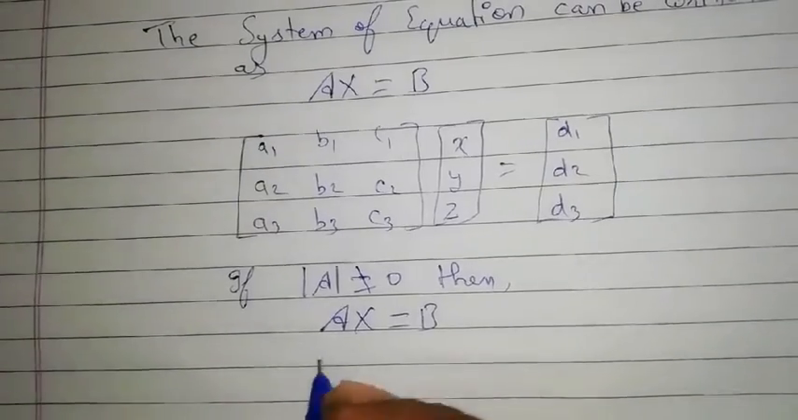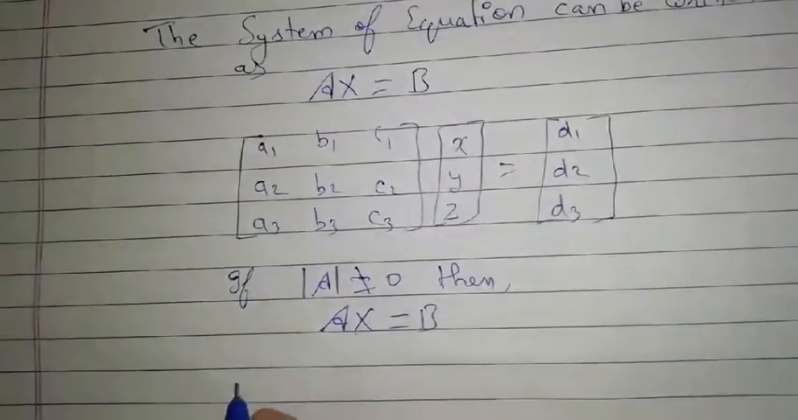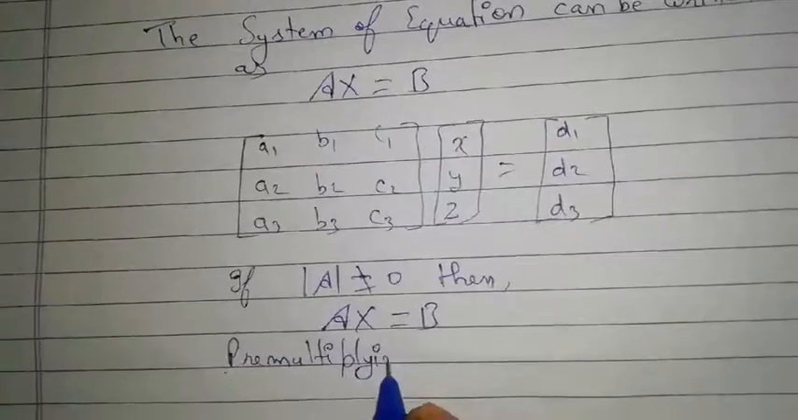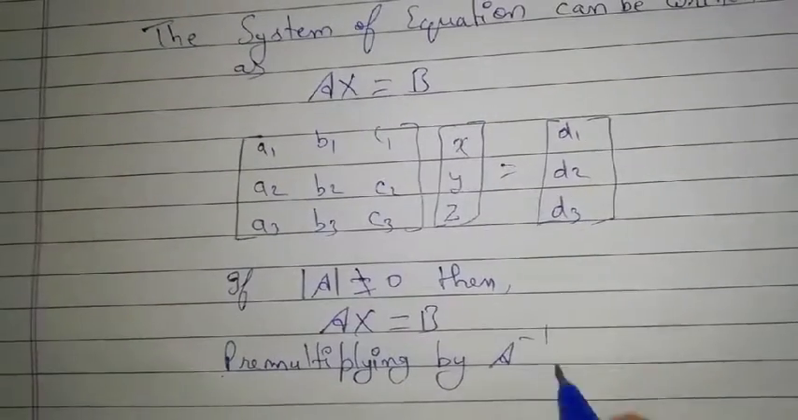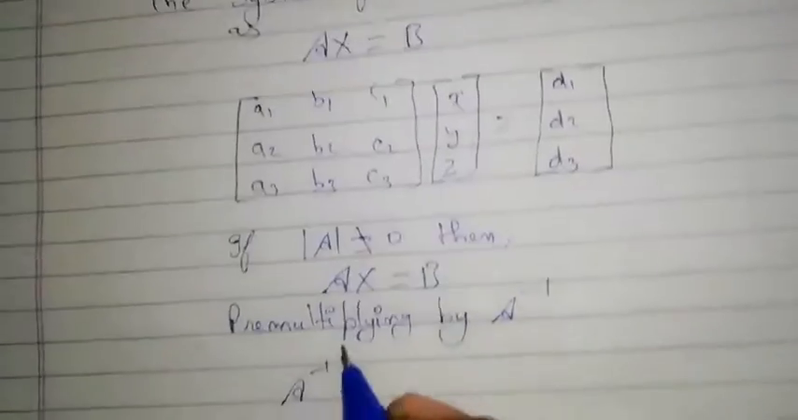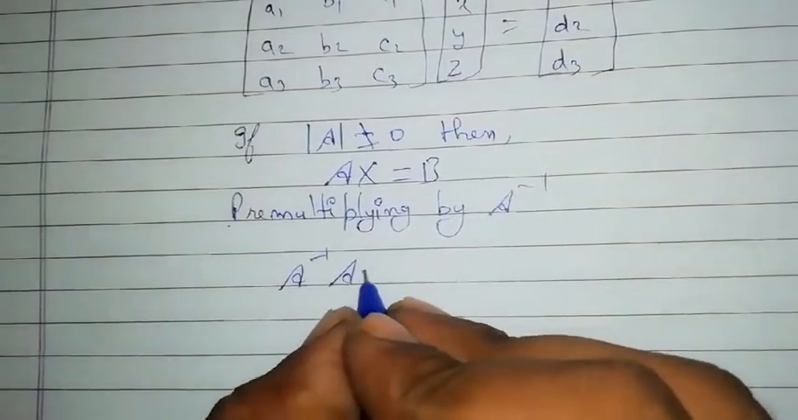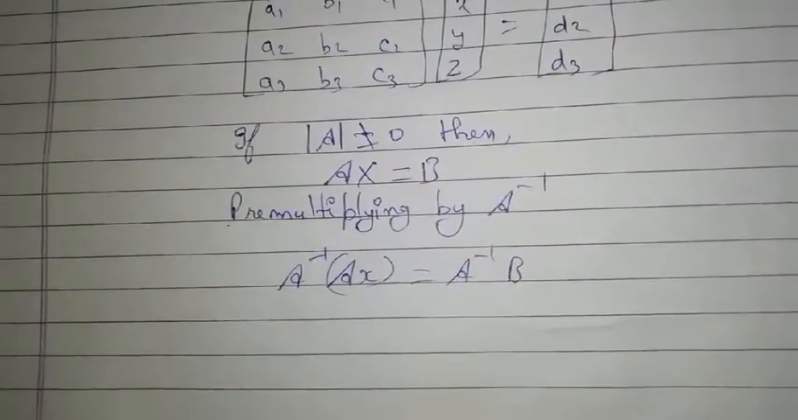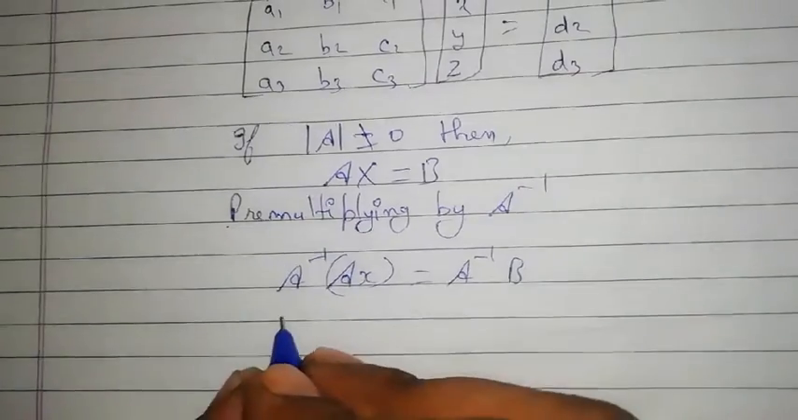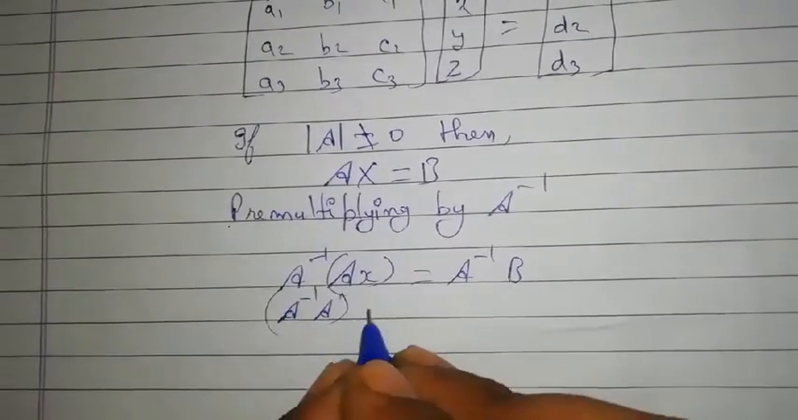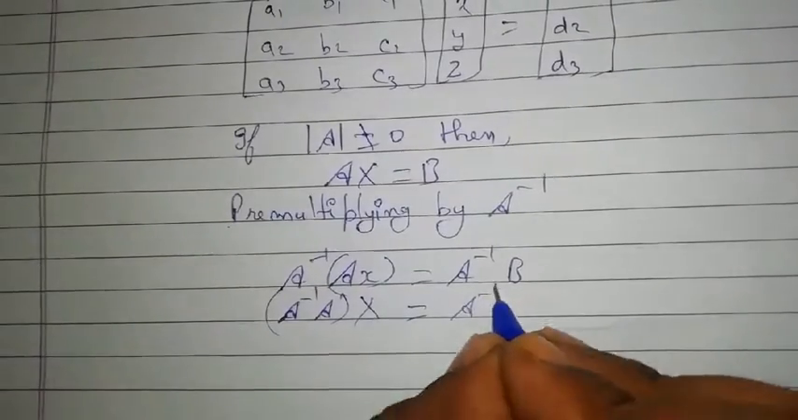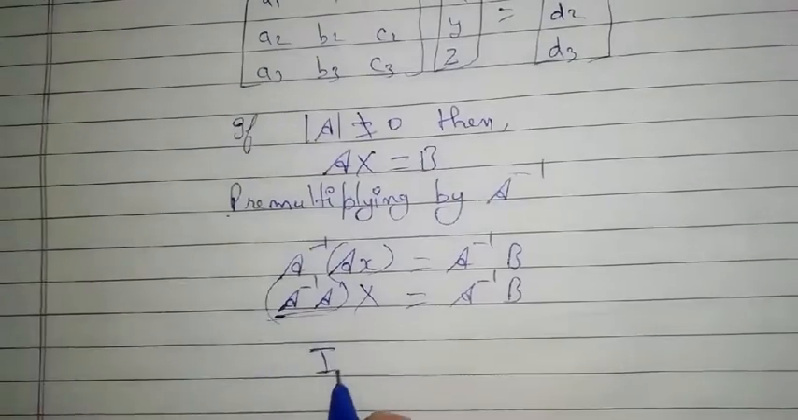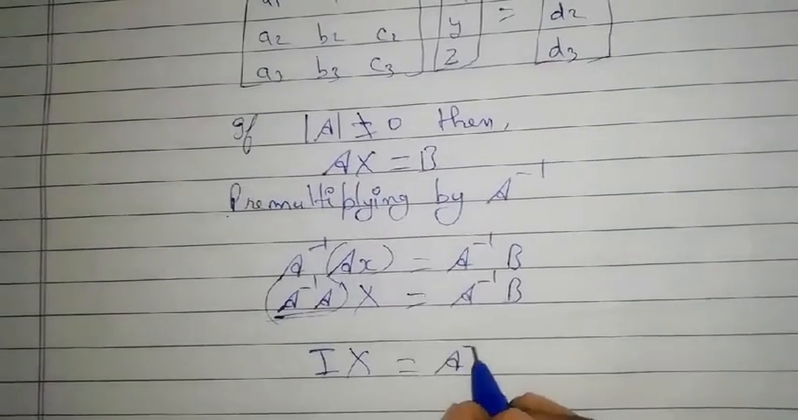Now if we multiply both sides, pre-multiplying by A inverse, this can be written as A inverse AX is equal to A inverse B. Now we can use the associative property, so it will become A inverse A, and this is X is equal to A inverse B. Now look, A inverse A is nothing but the identity matrix, that is I. So this is X is equal to A inverse B.